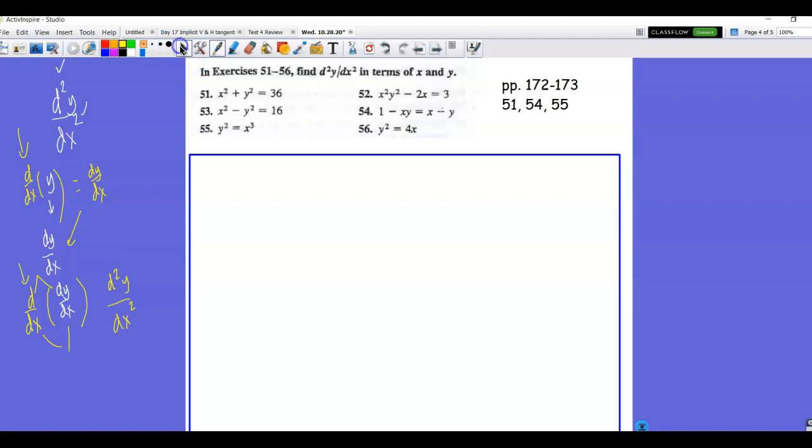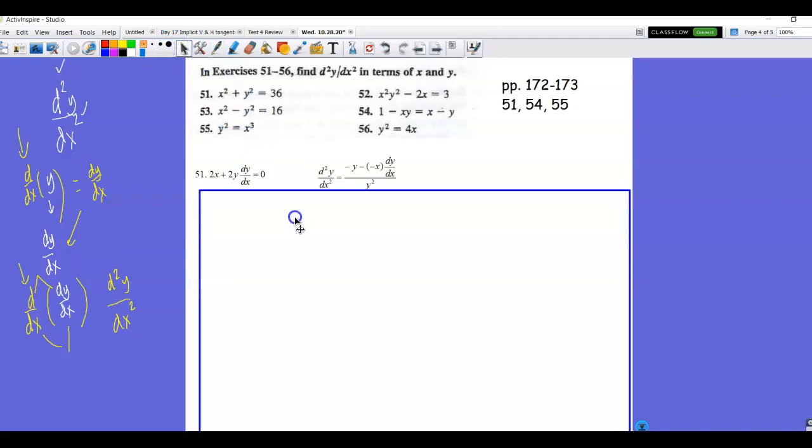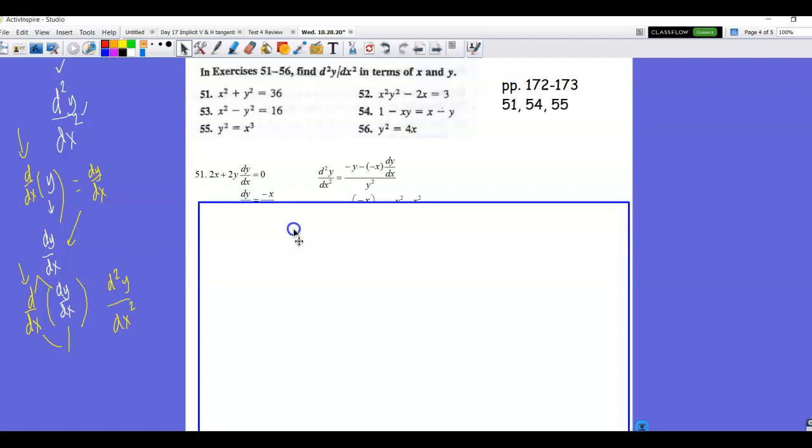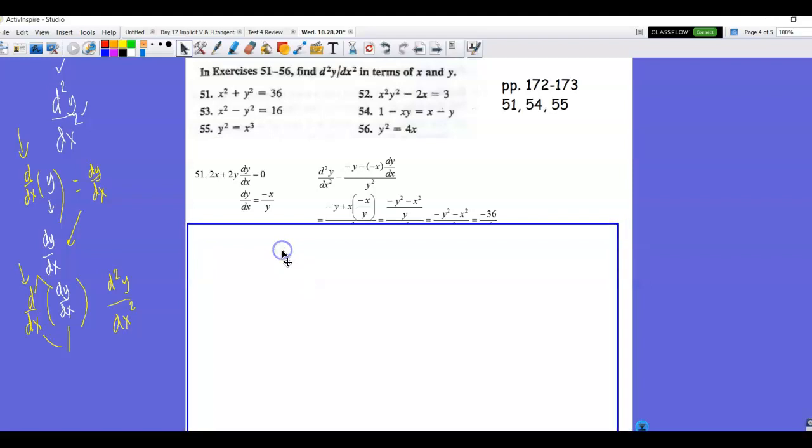All right, so moving on to number 51. So we're going to have to take the first derivative to get to the second derivative. So let's start over here on the left. The derivative of x squared is 2x. The derivative of y squared is 2y dy/dx. There is your chain rule. And the derivative of 36, which is the constant, is 0.